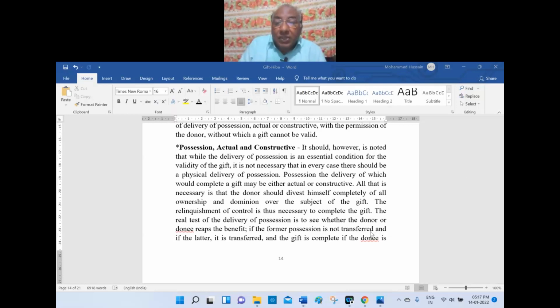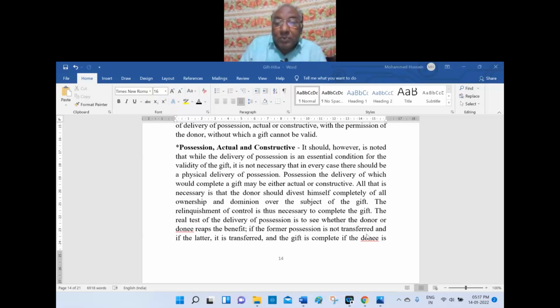The position, actual and constructive. This we read. It should, however, be noted that while the delivery of possession is an essential condition for the validity of the gift, what should be delivered? The goods should be delivered, either movable or immovable, or tangible or intangible, or actionable claims. It is not necessary that in every case there should be a physical delivery of possession. Sometimes, if a person is living in the same house, there is no question of delivery because he is already in possession of the house.